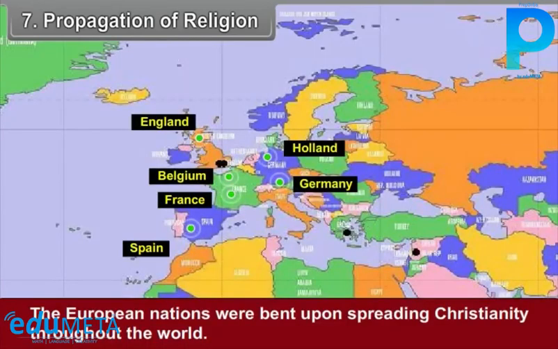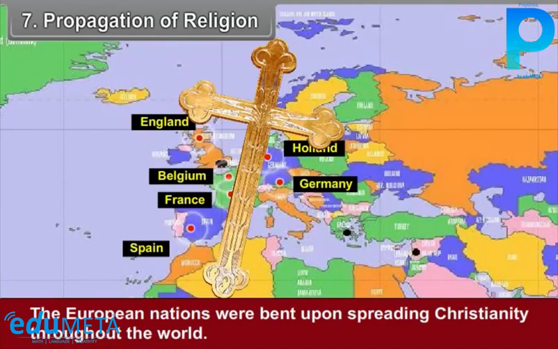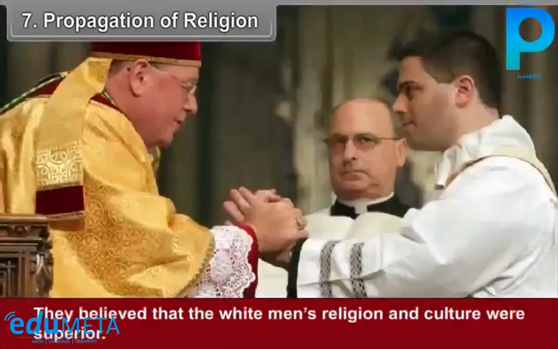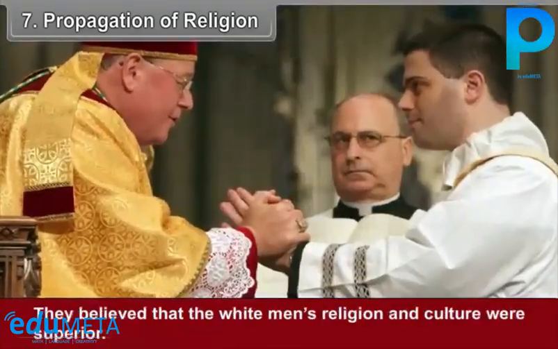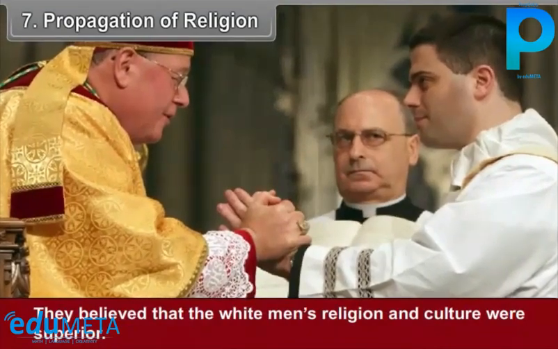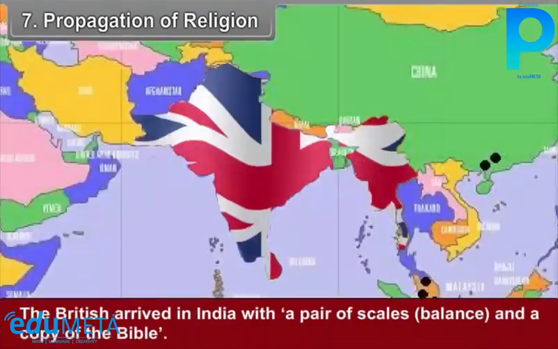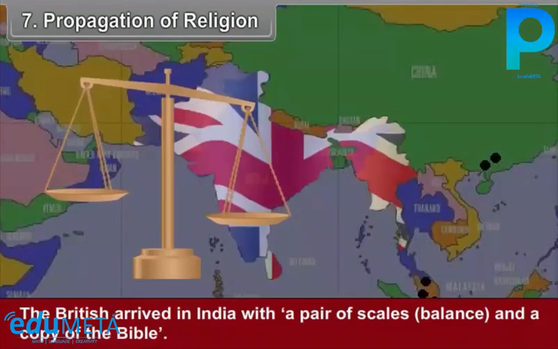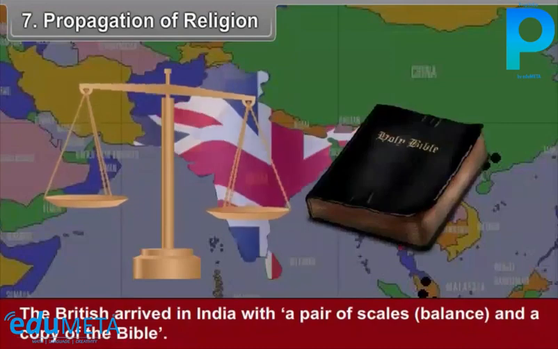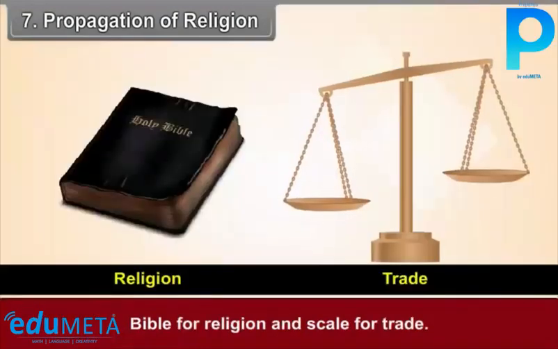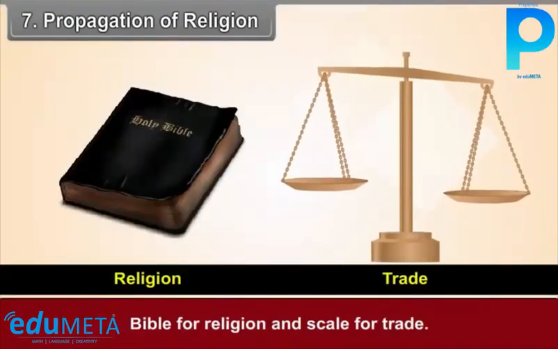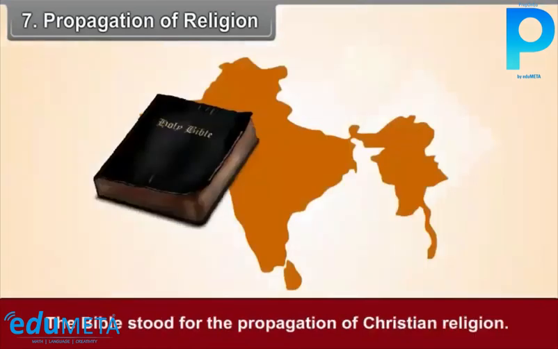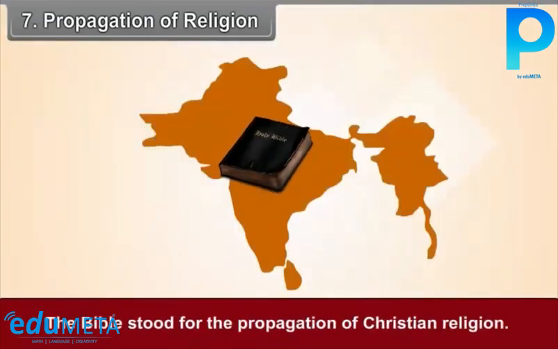Seventh, propagation of religion. The European nations were bent upon spreading Christianity throughout the world. They believed that the white man's religion and culture were superior. The British arrived in India with a pair of scales, that is, a balance, and a copy of the Bible. Bible for religion and scale for trade. The Bible stood for the propagation of the Christian religion.